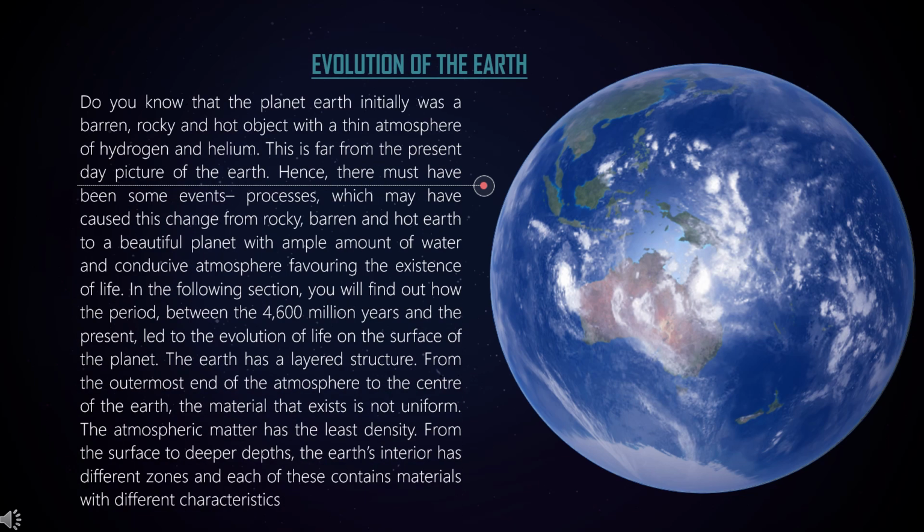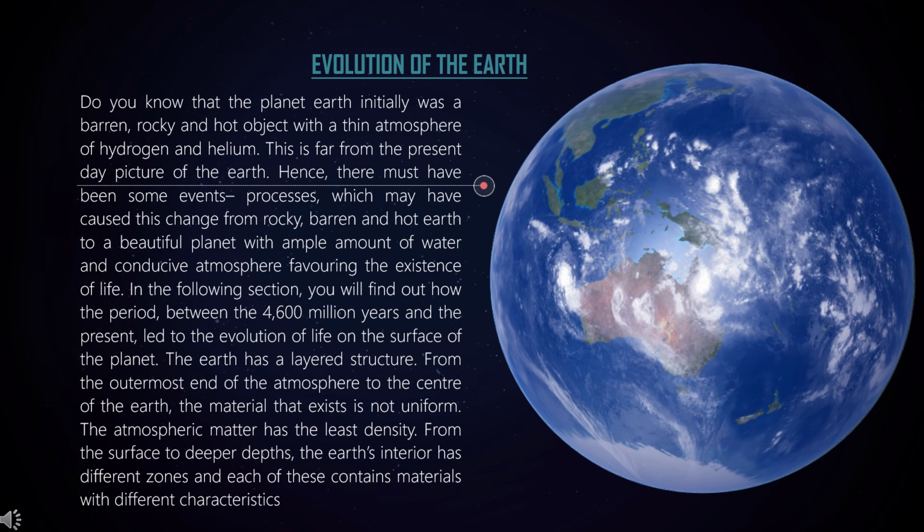Let's see how Earth evolved with due course of time. Do you know that the planet Earth initially was a barren, rocky, and hot object with a thin atmosphere of hydrogen and helium? This is far from the present-day picture of the Earth. Hence, there must have been some events and processes which may have caused this change from a rocky, barren, and hot Earth to a beautiful planet with ample amount of water and a conducive atmosphere favoring the existence of life. In the following section, you will find out how the period between 4,600 million years and the present led to the evolution of life on the surface of the planet.